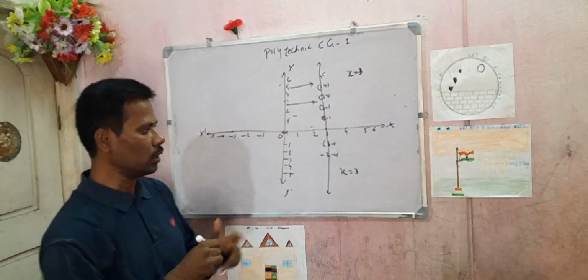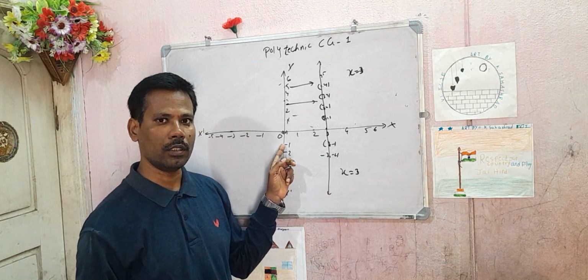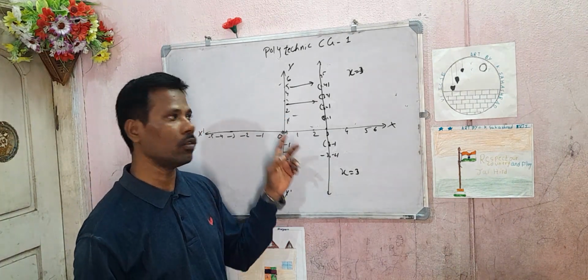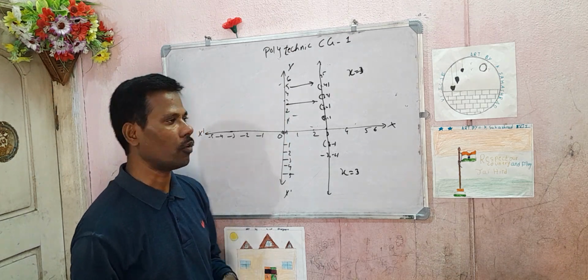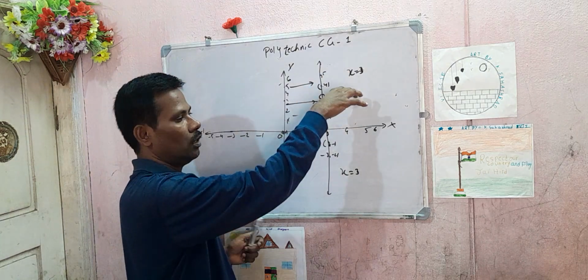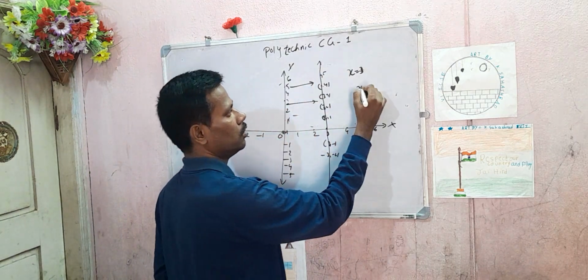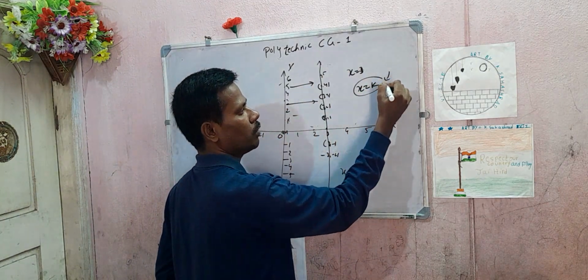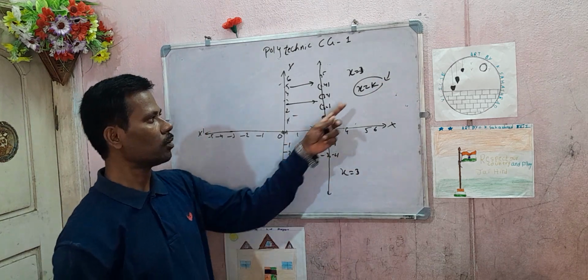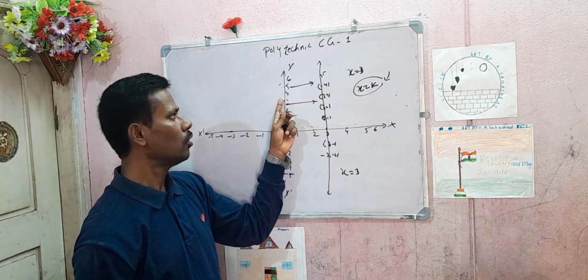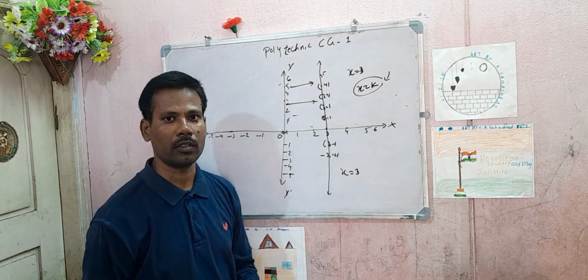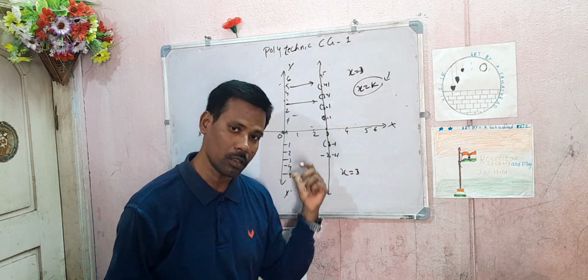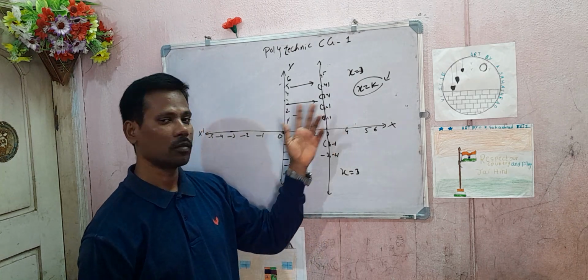X is equal to 3 is a straight line parallel to y axis, and it is at a distance of 3 units from y axis. Suppose they ask in exam: x is equal to k, what does it mean? X is equal to k is a straight line parallel to y axis, and it is at a distance of k units from y axis. Very very important, students. They will ask this in exam also.